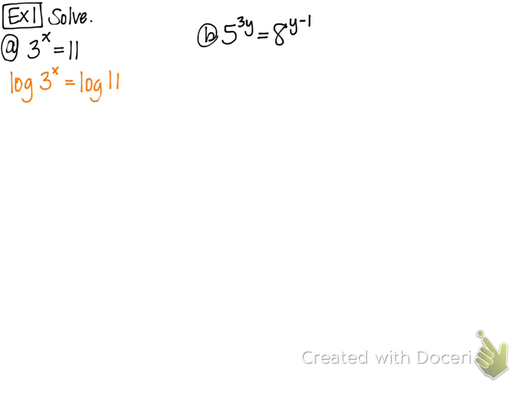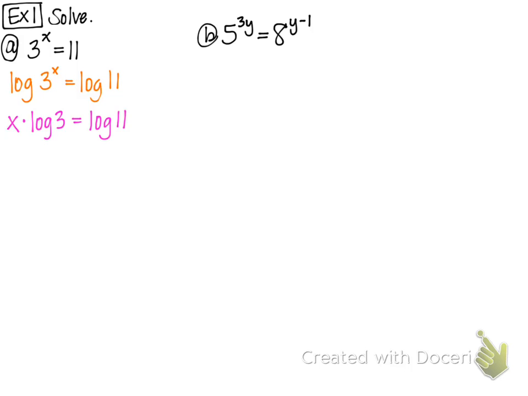So now, we've got to use those same properties we've been talking about. We've got this x up here as an exponent. So we need to bring it to the front. We're going to use the power property. So we have x times log of 3 is equal to log of 11. Now, we can use the calculator to evaluate log of 3 and log of 11. These are just numbers. They're just not pretty numbers.